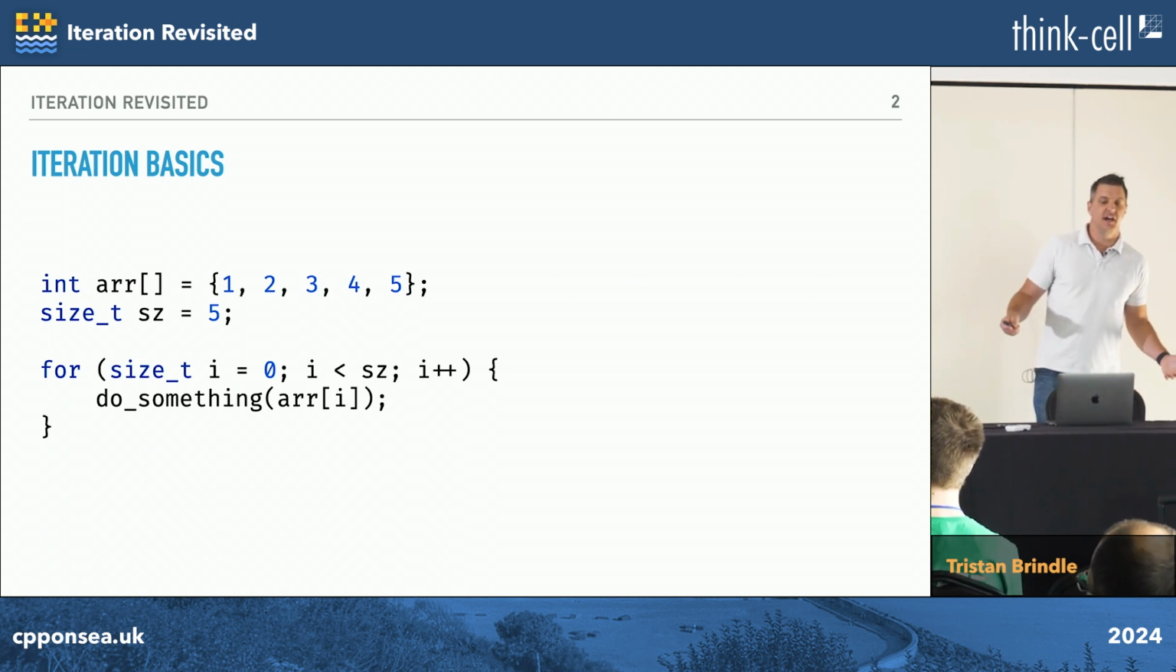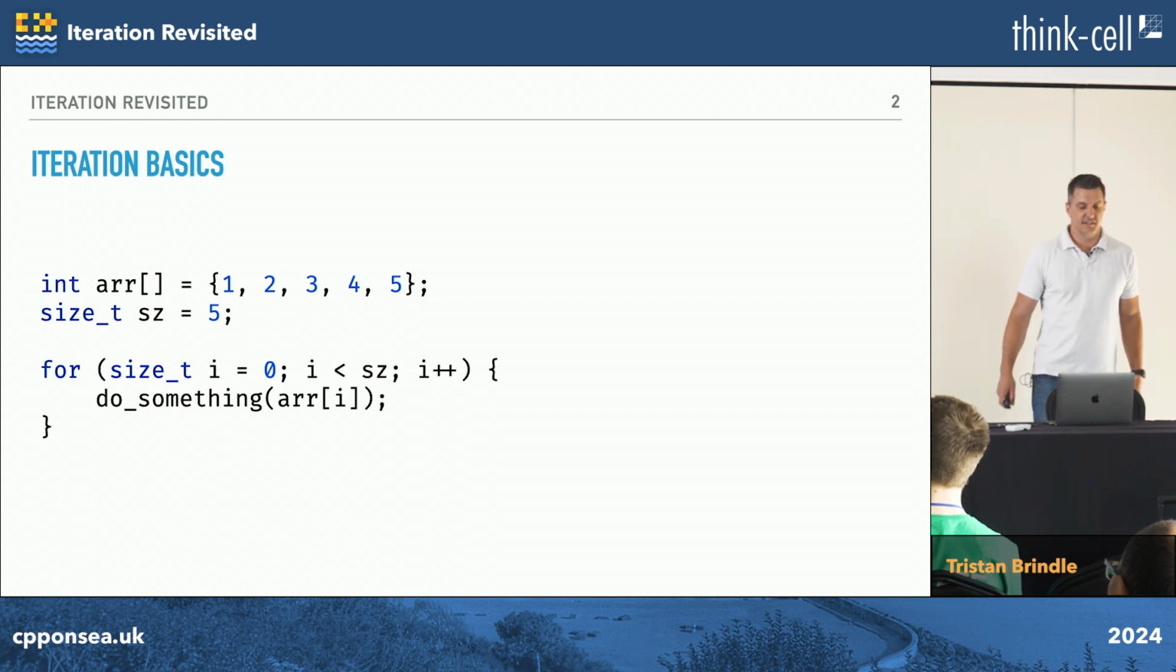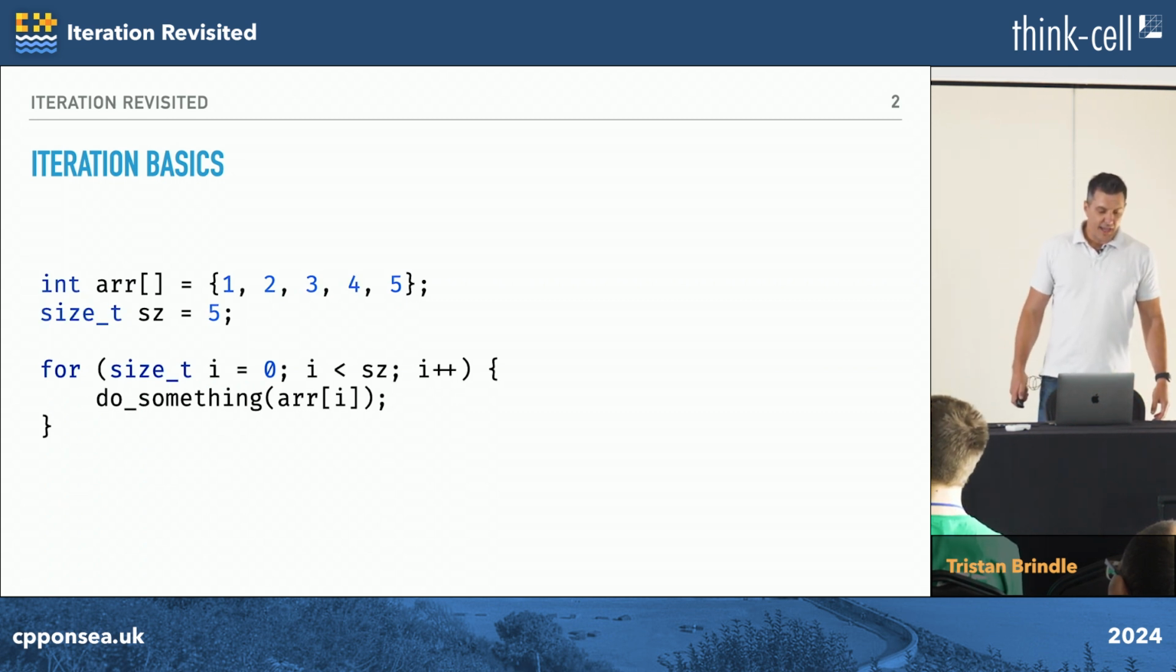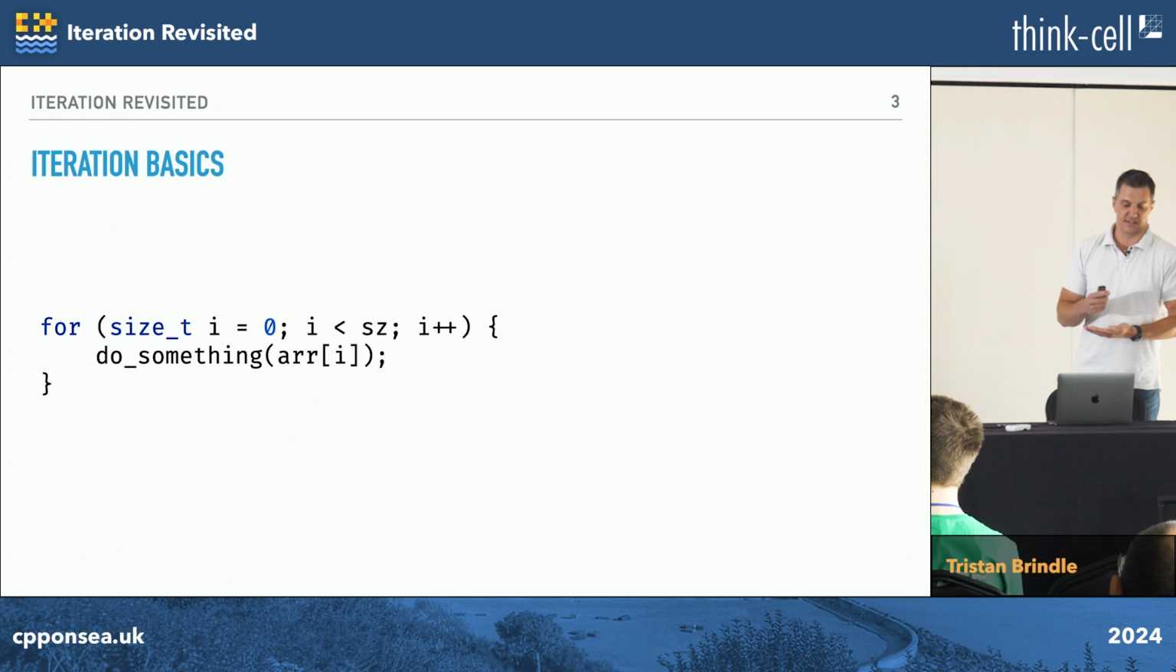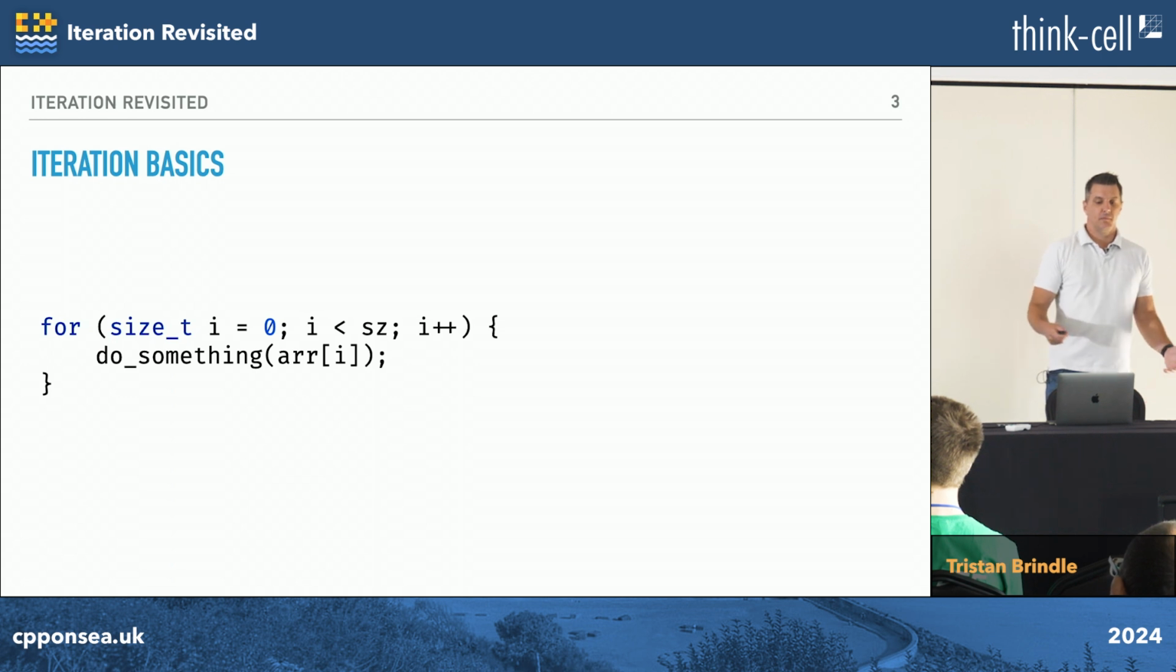Here we've got an integer array, 1, 2, 3, 4, 5. We've got this size variable telling us that the size of the array is 5. And then we've got ye olde for loop. We're iterating from index 0, continuing while i is less than the size, incrementing the index at each step. Within the body of the loop, we're accessing the ith element of the array and calling this do something function. Hopefully this is pretty familiar. You've probably written this like 5,000 times.